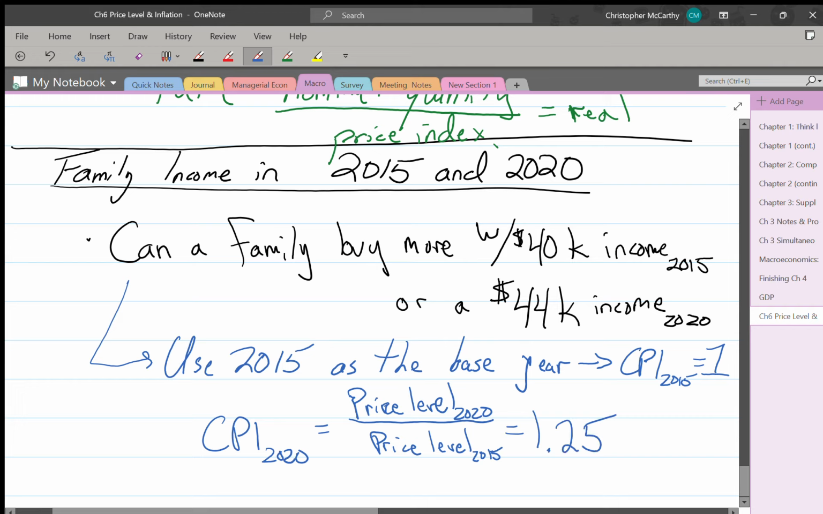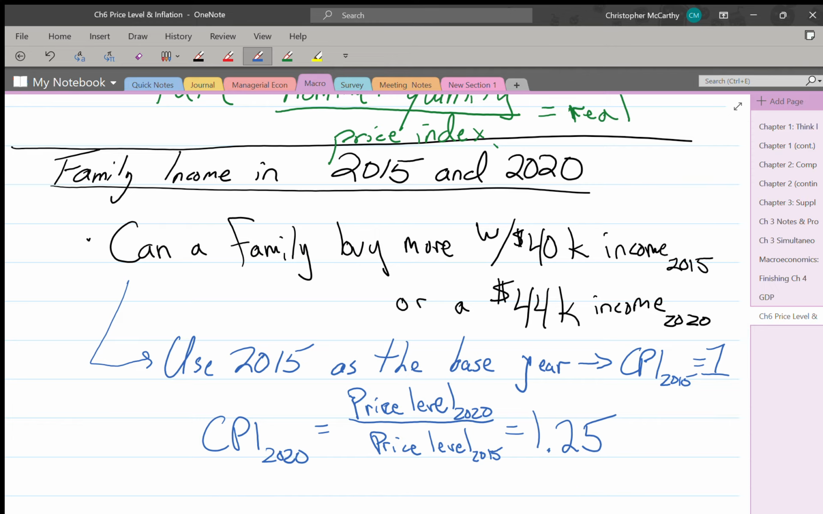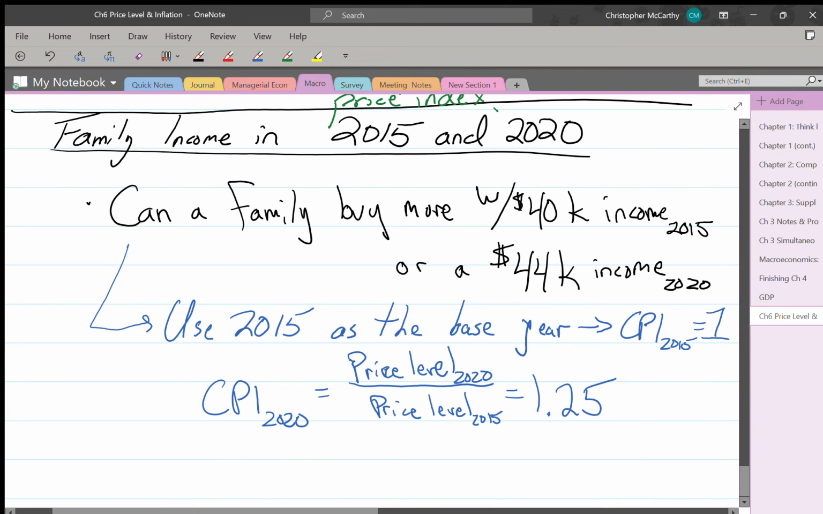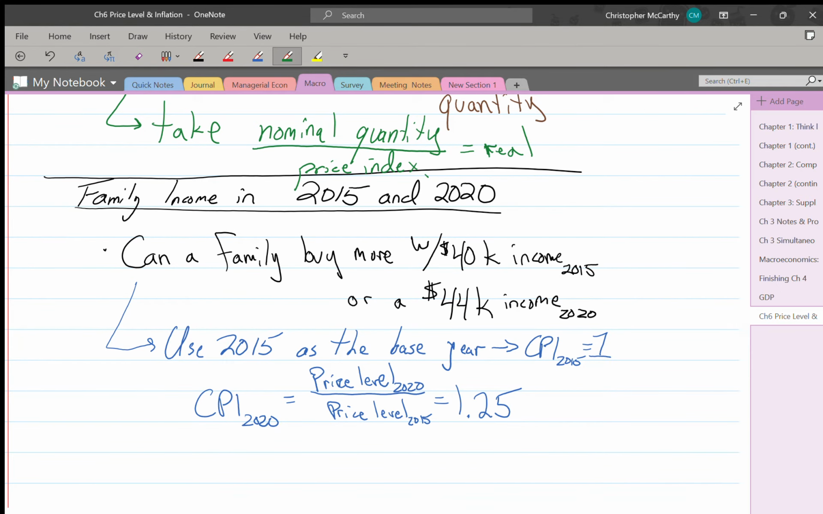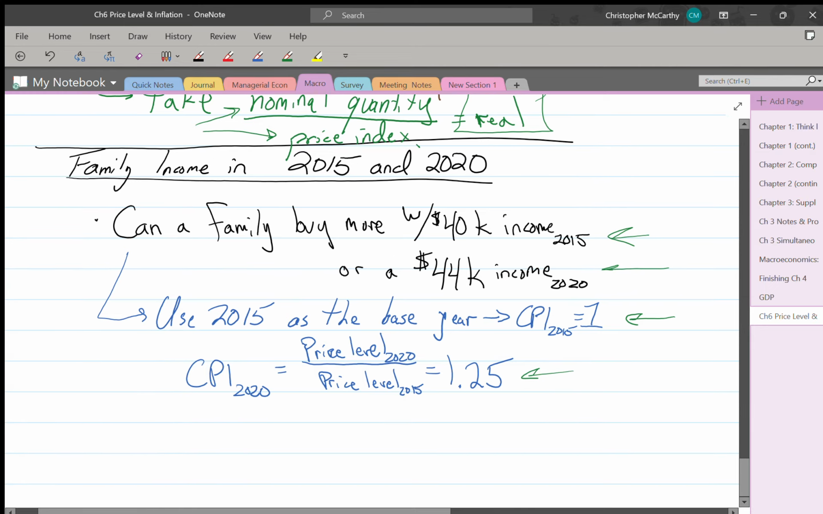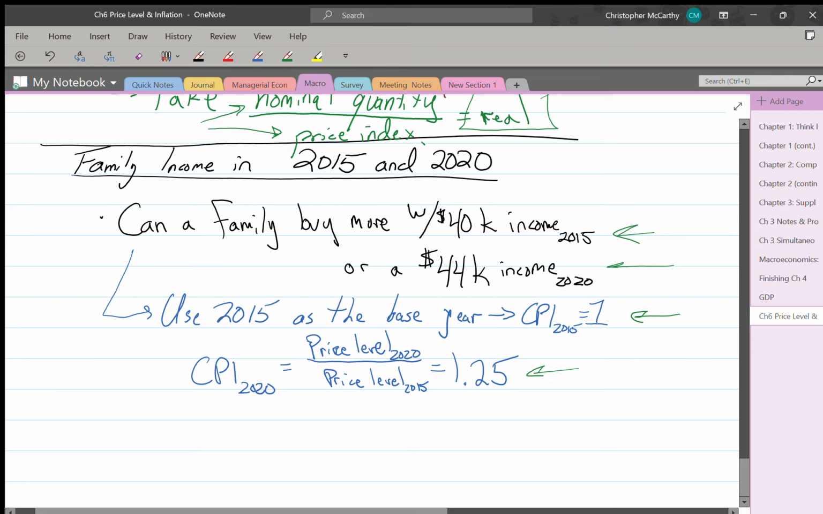I think it's the same numbers as before. So 1.25 with 2015 as the base. So now we have all of the elements, right? In terms of to get this real, we need these two things. Well, now we have them. We have a price index for both years, and we have a nominal quantity for both years. So now we can convert these to the real quantities and actually compare them. So let's go ahead and do that.